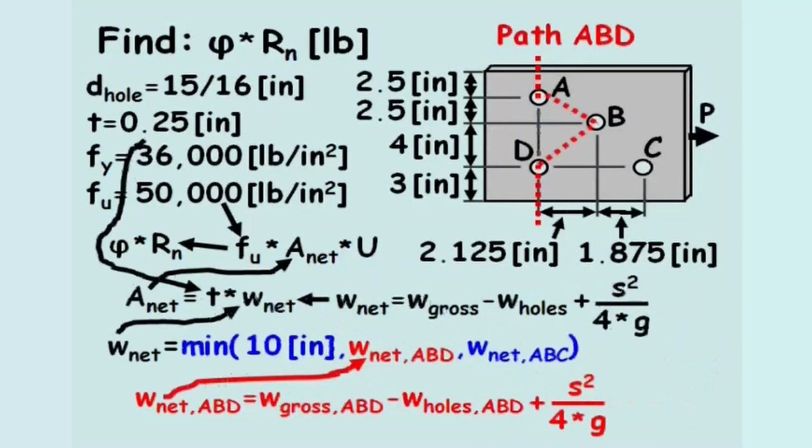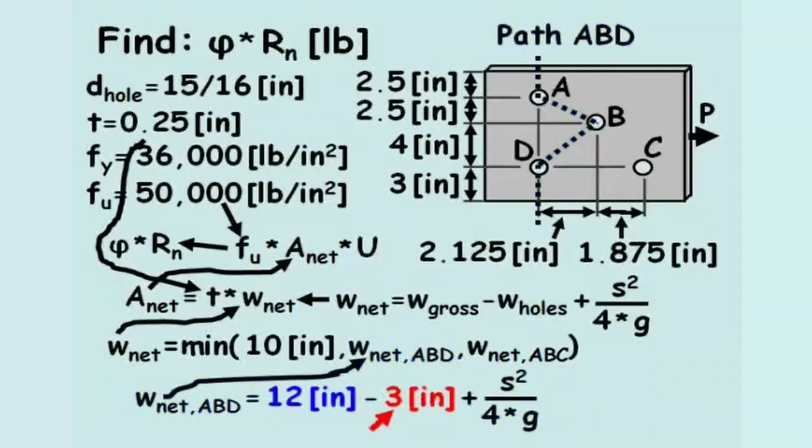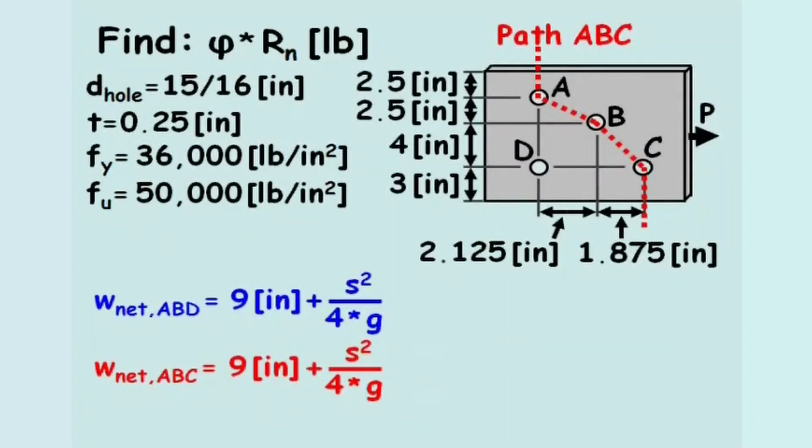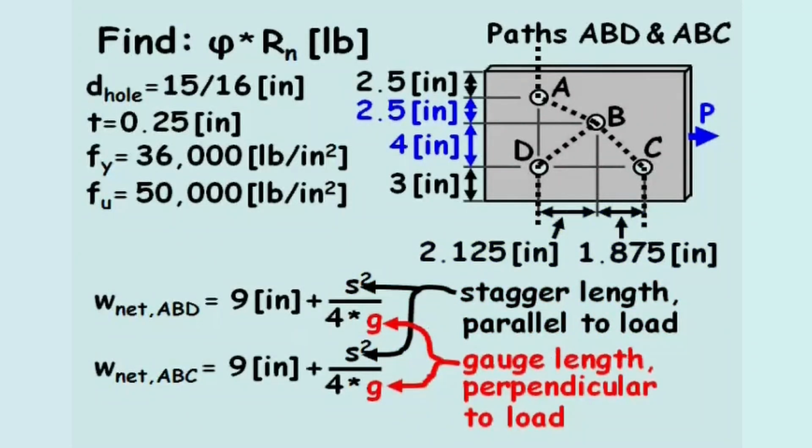Next, we'll solve for the width along path ABD. Similar to path AD, the gross width equals 12 inches. And this time, the width through the 3 holes equals 3 inches. So far, these are the same numbers for path ABC as well. For the last term in these equations, S represents the stagger length between the center of bolt holes in a direction parallel to the load P. Variable g is the gauge length between the center of bolt holes in a direction perpendicular to the load P.